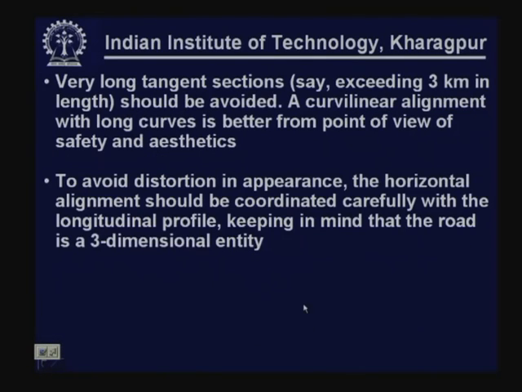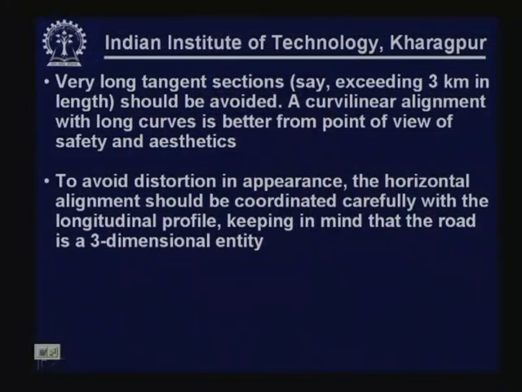Now, I have mentioned that we need long tangents, particularly on 2-lane roads, to have adequate passing sight distance, but very long tangent sections also should be avoided. Very long means, say, exceeding 3 km in length. A curvilinear alignment with long curves is better from the point of view of safety and aesthetics than very long tangent sections. So, from the safety point of view, this is essential.